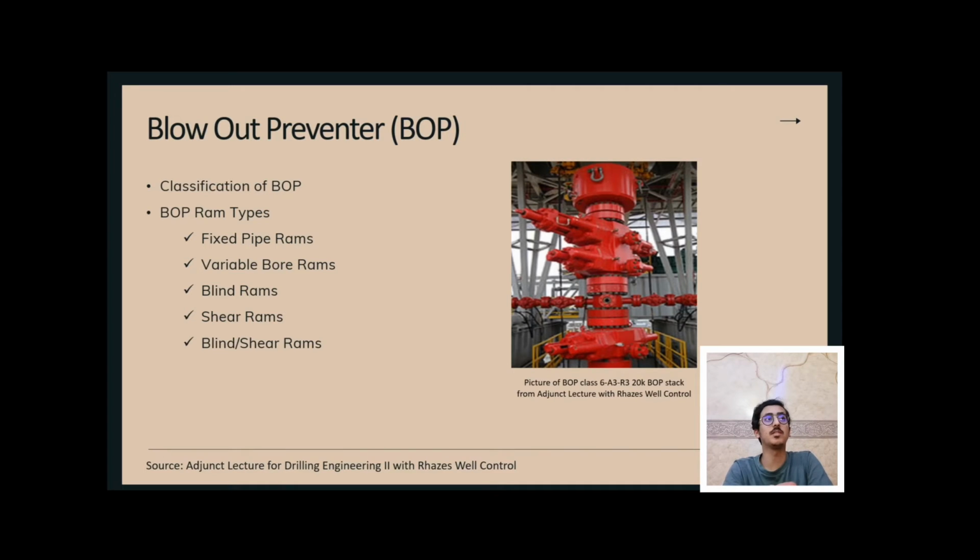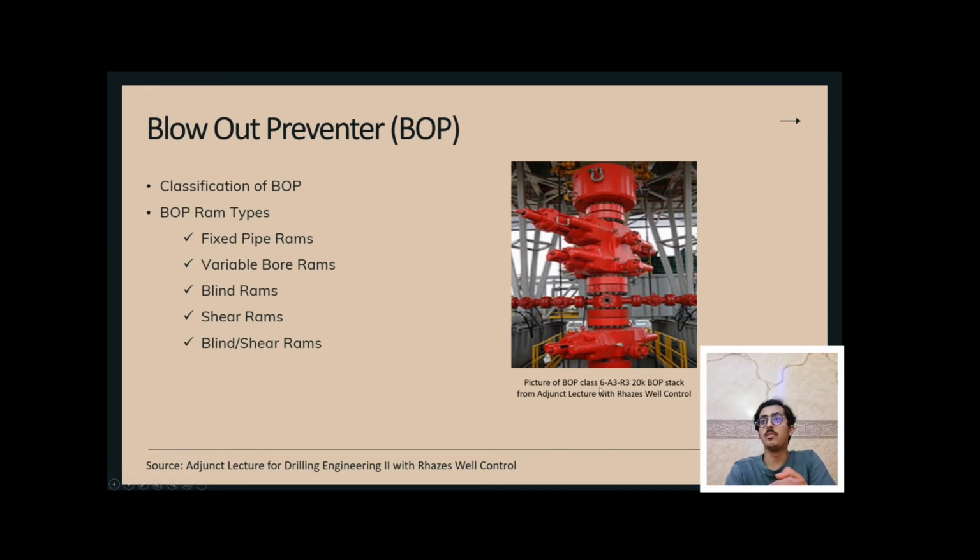So first, let's talk about classification of BOP. As you see in this figure, the class of this BOP is 6, A3, R3, 20K. A stands for the number of annular preventers, R stands for the number of ram preventers, and 20K stands for the rated working pressure that this BOP can handle. And 6 stands for the total number of equipment installed in the BOP. So let's assume we have A2, R2, then it will be class 4, not 6, since the total equipment installed is 4.